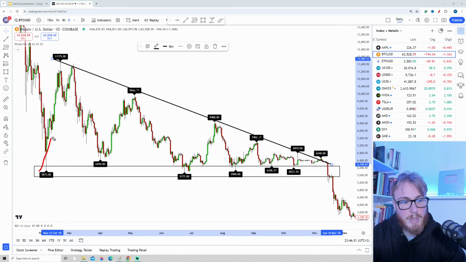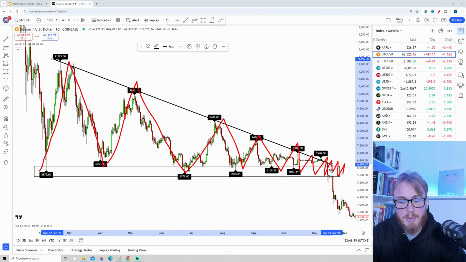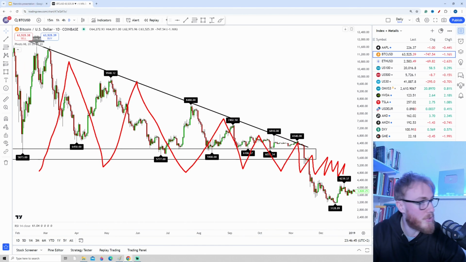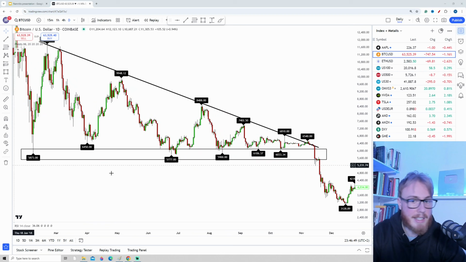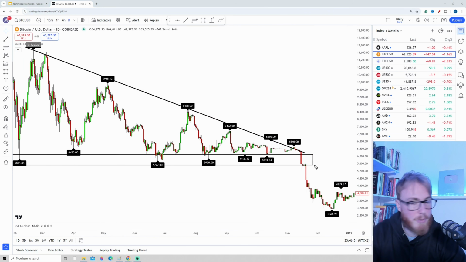You can see in between the support area and the downward sloping resistance, the price is getting squeezed here in a tighter and tighter range. And you can see that just before the break to the downside, we saw the range getting super tight. Oops, let me actually delete the drawing. But you can see that just before the breakout here, it got tighter and tighter, and then bam, the price completely collapsed to the downside.